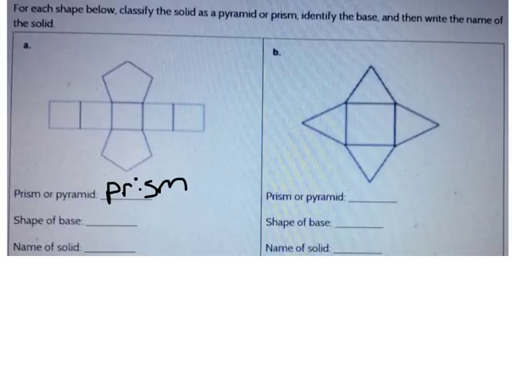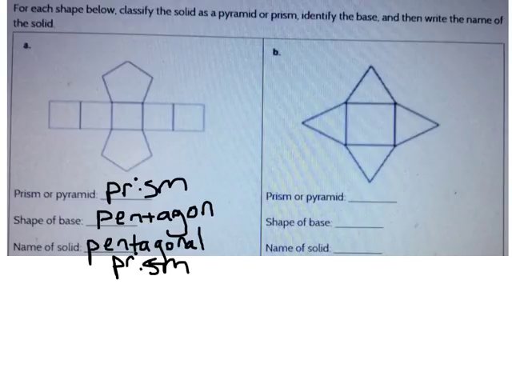Most of its faces are rectangles. What's the shape of the bases? Each base is a pentagon. We can use those 2 pieces of information to name the shape. What's the name of this shape? This is a pentagonal prism.